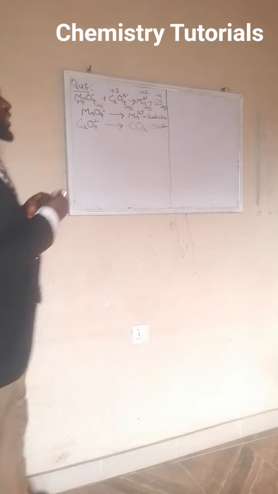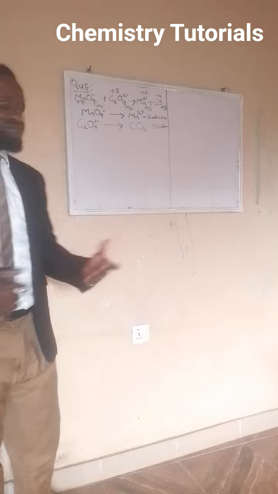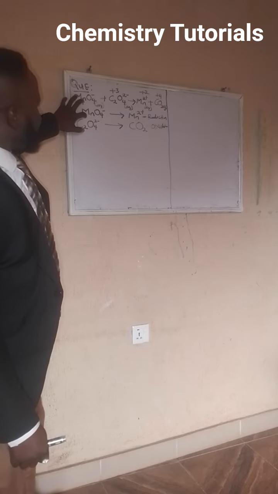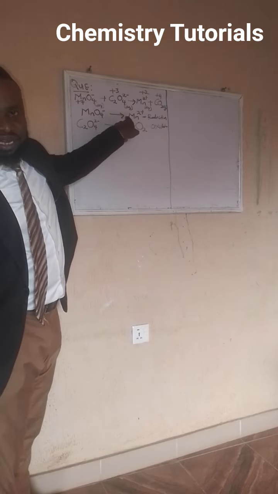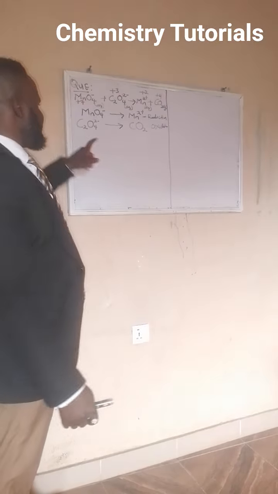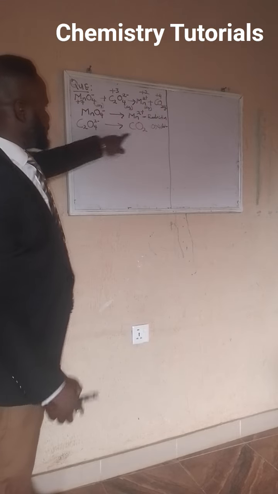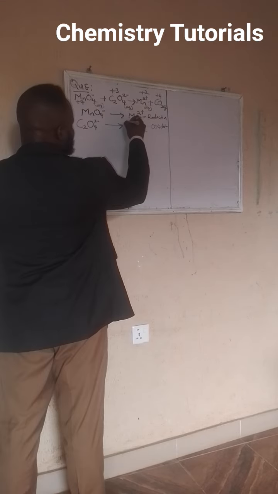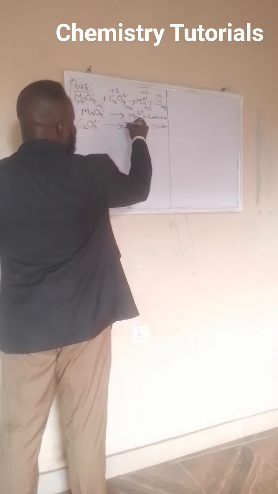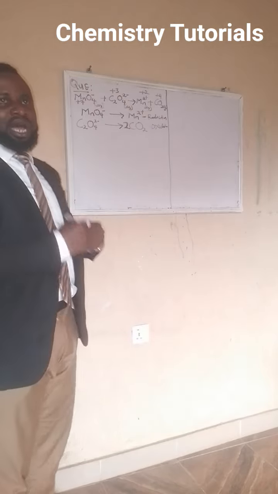So I will look at the oxidized and reduced atoms. Are they balanced? I have one manganese here, one manganese here. That makes it balanced. I have 2 carbon here, but 1 carbon here. So all I need to do is to balance the carbon atoms.